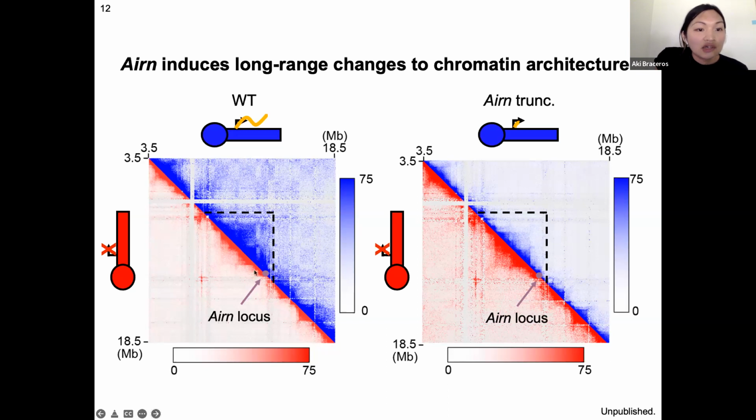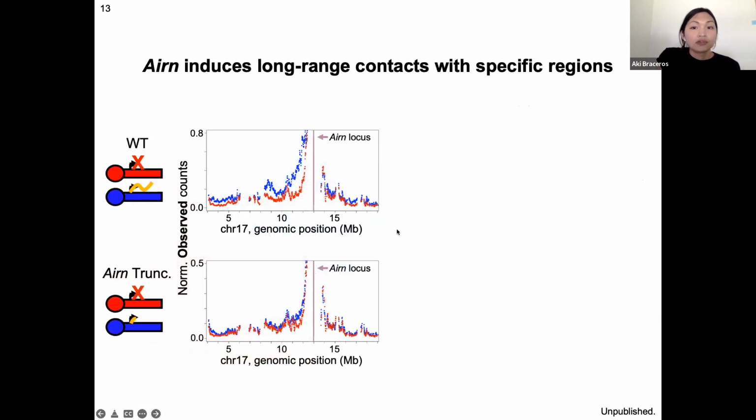And so what I did was I extracted all the contacts that only contact the Airn locus, and then I plotted their intensities across the Airn target domain. And so that's what I'm showing you here. The windows here are again set to the Airn target domain, that 12 megabase region. And like before, here is the Airn locus. One thing I want to note about Hi-C is that by the nature of the method, there's just a higher chance of detecting contacts between regions that are closer to each other in linear distance. And so this is why you see this decay effect relative to the Airn locus.